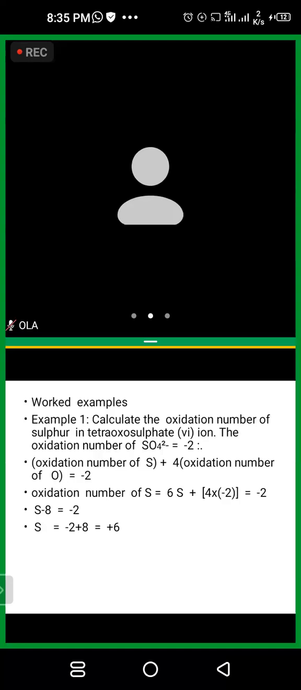Now, moving further, we have the oxidation number of S will be equal to +6, S plus 4 times -2, x equals -2. What do we mean by this? Why are we bringing in the +6, S? We have +6, S there.